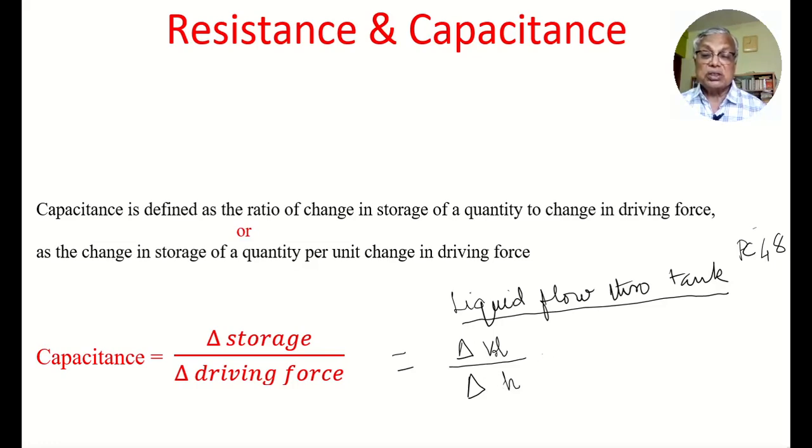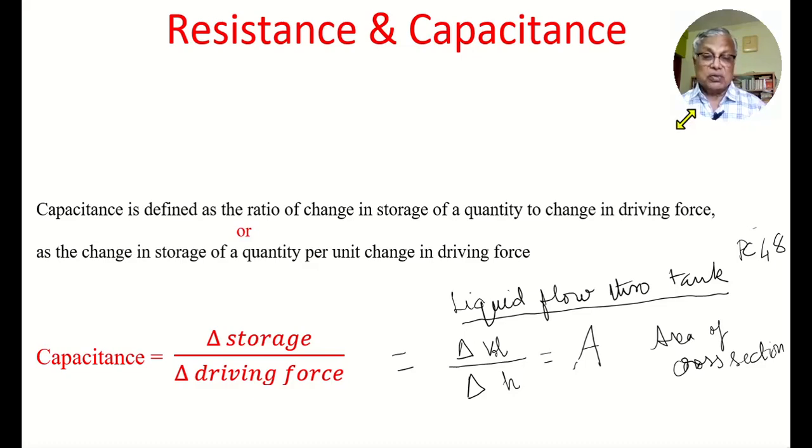What is this known as? What will be this? Volume by h. Volume by height is the area of cross section A, right? Volume by height, change in volume by change in height, is the area of cross section of the tank. So for the tank, the capacitance is nothing but the area of cross section A.